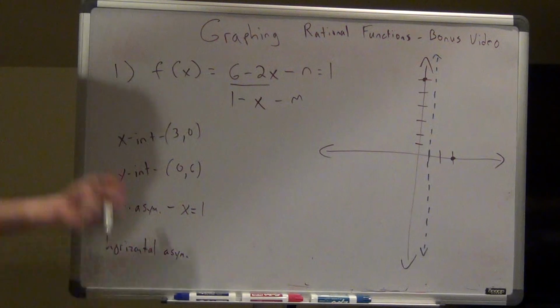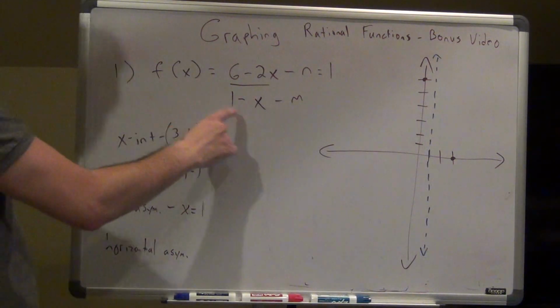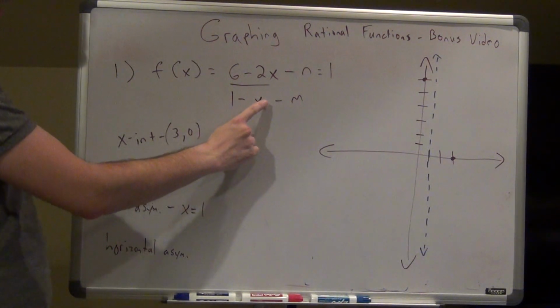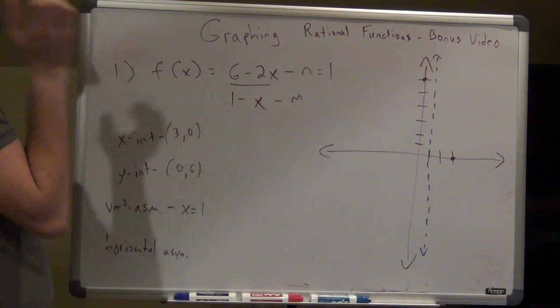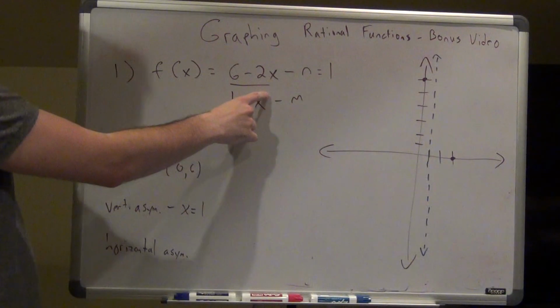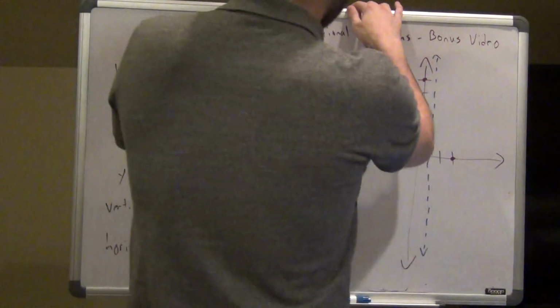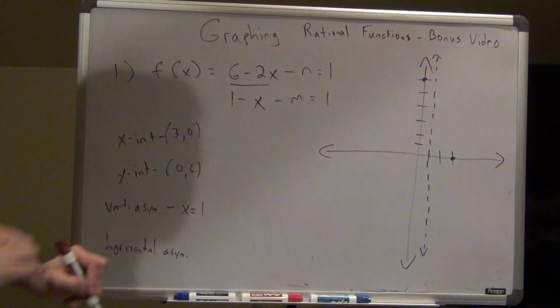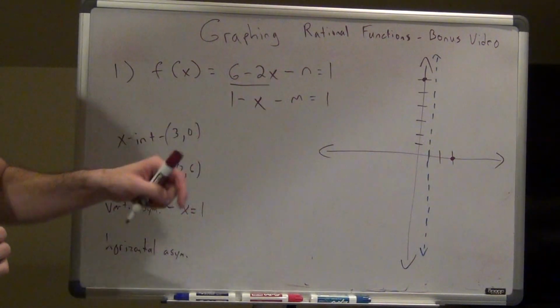Okay, at the bottom, I look at the same thing. I have 1 minus x, x to the first. x to the first is the highest power of x I have at the bottom. Since that's the highest power of x, x to the first, m is also 1. Okay, well, what do we see here? n and m are equal.